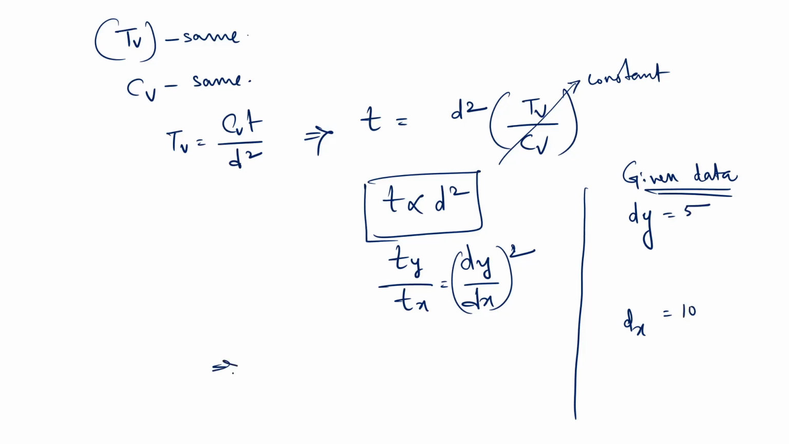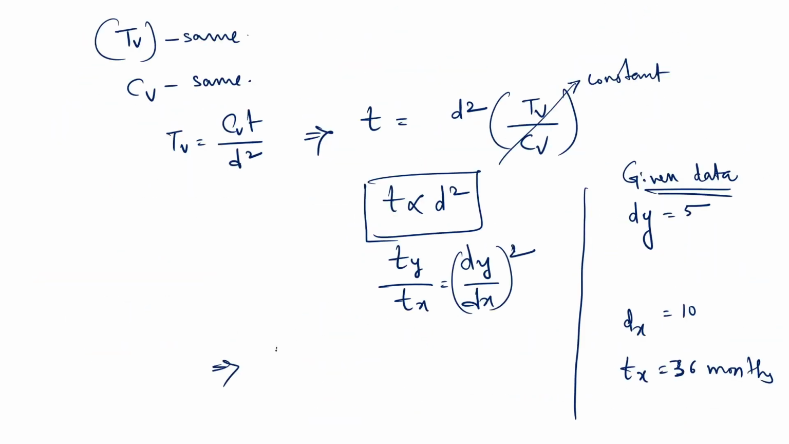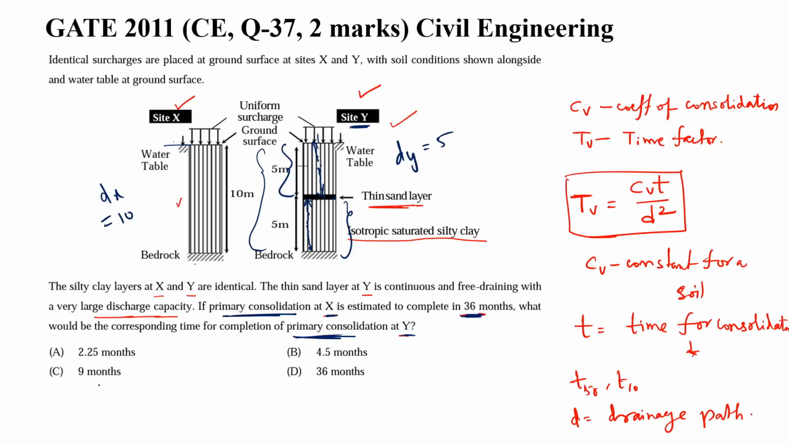Now substitute that. Tx is 36 months, the time taken for primary consolidation at X, and you have to find the time at Y. So Ty equals Tx, 36 months, times dy 5 divided by 10, squared. 5 twos are 36 by 4, 4 nines are 36. Therefore Ty equals 9 months. So the answer is C. Thank you.